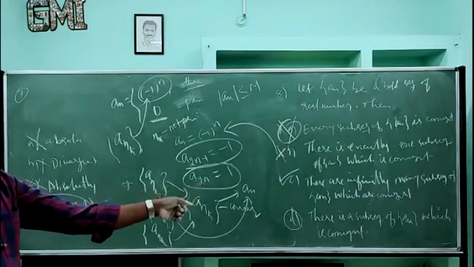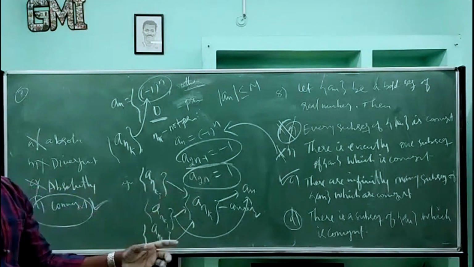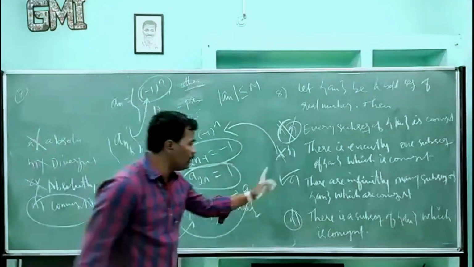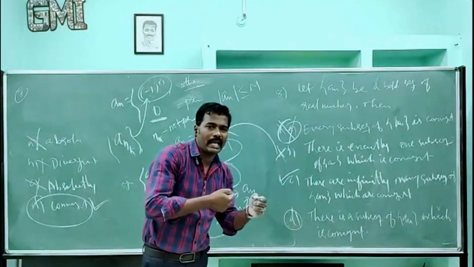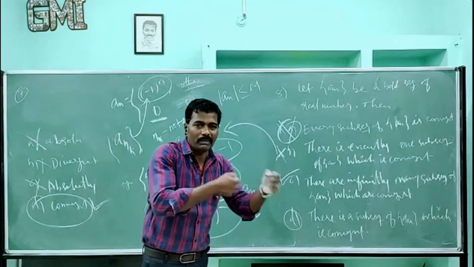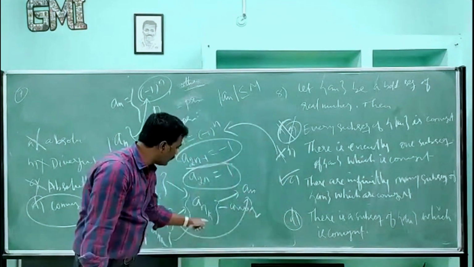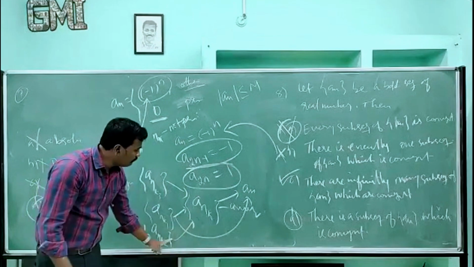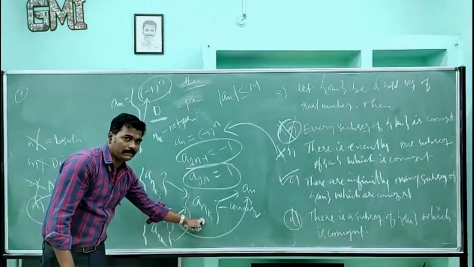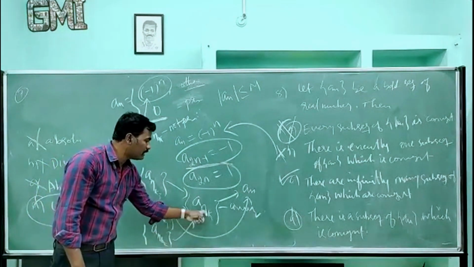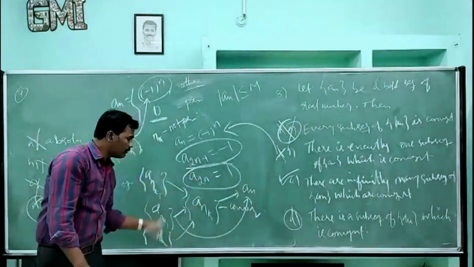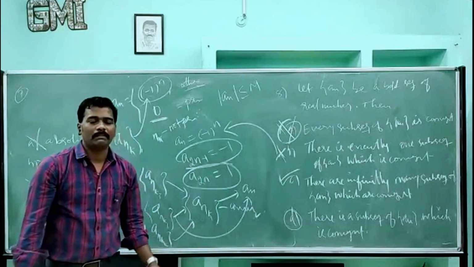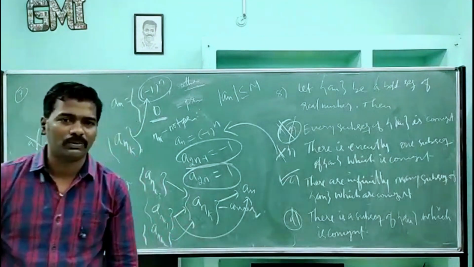Option D, there are infinitely many subsequences of a_n which are convergent, is true according to the Bolzano-Weierstrass theorem, which means a_n has some convergent subsequence. From that convergent subsequence, we can create a lot of convergent subsequences of it. So this is a subsequence of this, and this is a subsequence of this. Therefore, this is a subsequence of this. This is a way to create them. Maybe next class I will tell you.